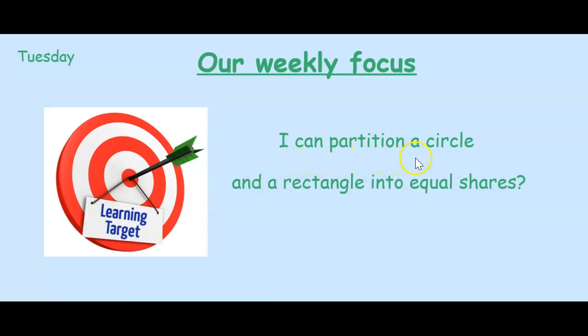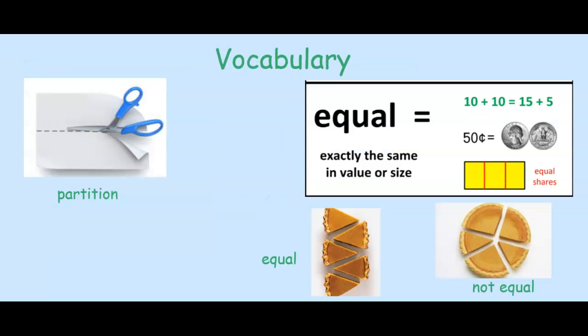I can partition a circle and a rectangle into equal shares. Great job, boys and girls. Let's review our vocabulary words. Remember, partition means to cut or to separate. Equal means the same as.